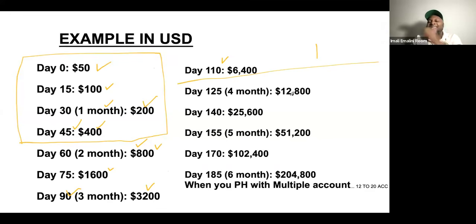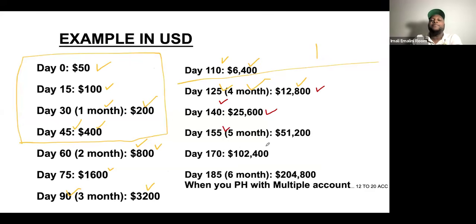But I'm literally whispering to your ear saying, you know what? Go for day 125, 4 months. You are sitting, you have $6,400 into $12,800. How about now you say day 140, you have $12,800 into $25,600. You decide to stretch it.